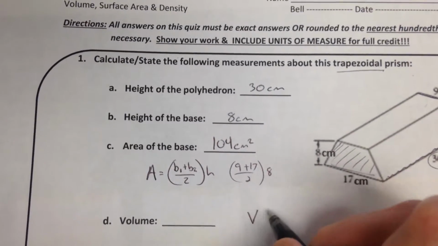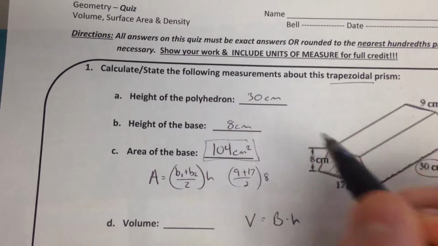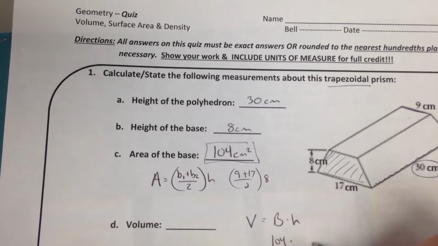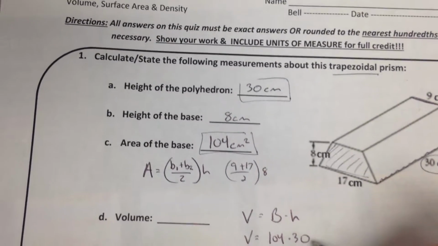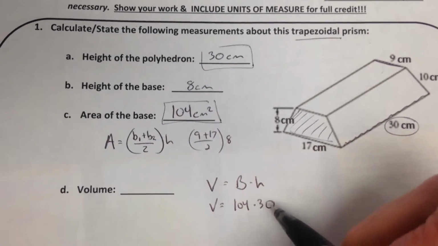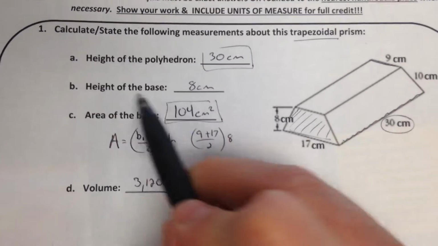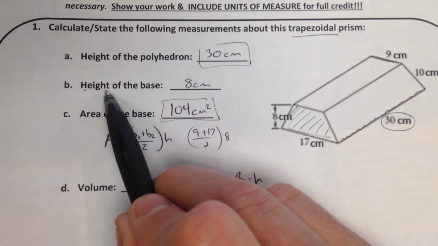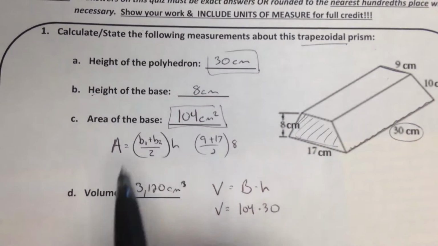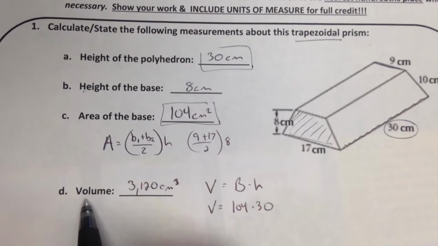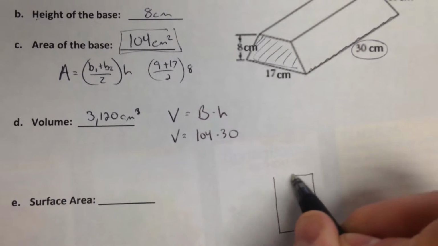The volume formula for any prism is the area of the base times the height of the prism. So we are basically going to be taking the area of the base, 104, multiplying it by the height of the polyhedron, 30, and that will provide us with the volume of the trapezoidal prism. In this case, that would be 3,120 centimeters cubed. So we have first dimensional units of measure for heights. These are centimeters. Second dimensional units of measure, areas, centimeters squared, and then third dimensional units of measurement for volume, that's centimeters cubed.